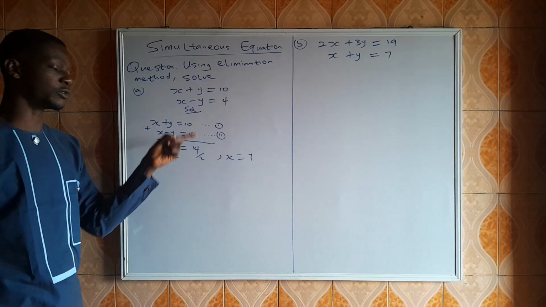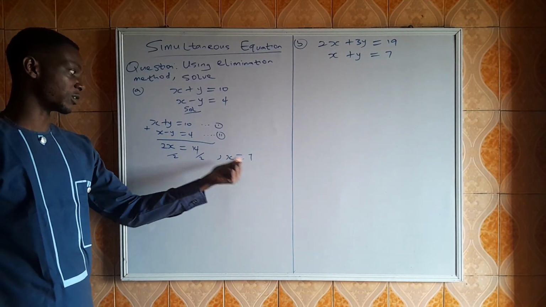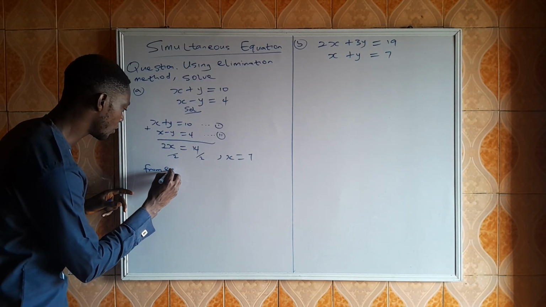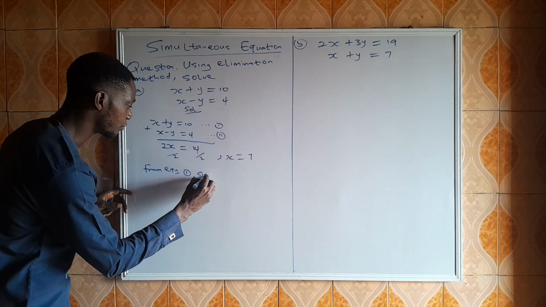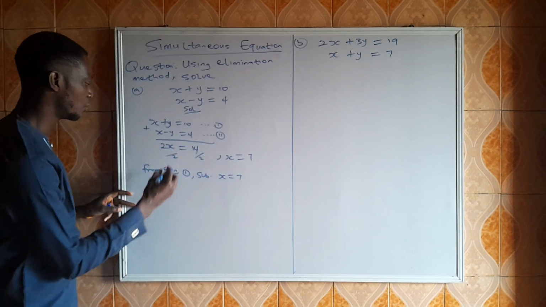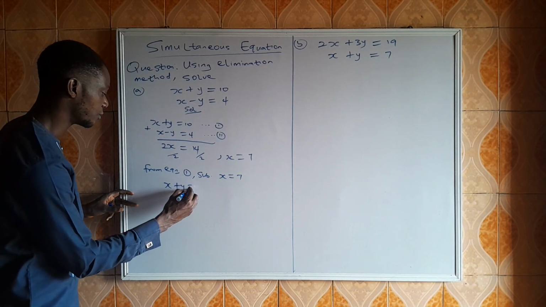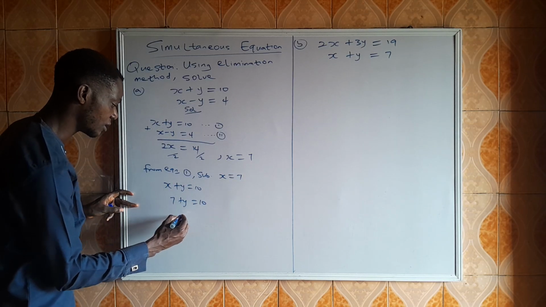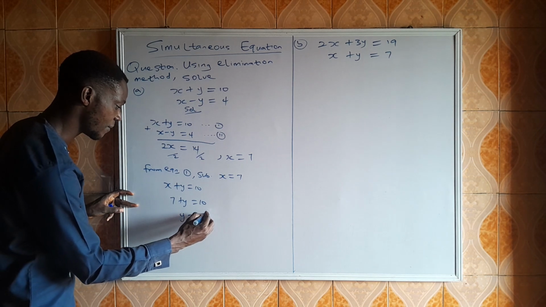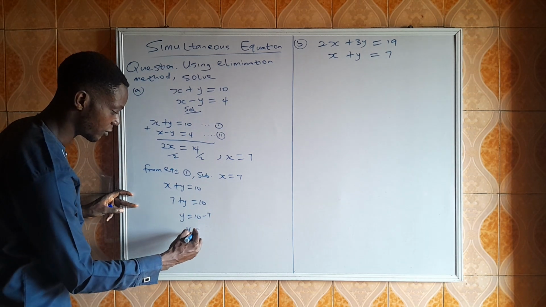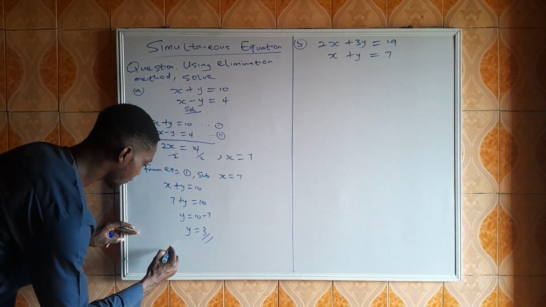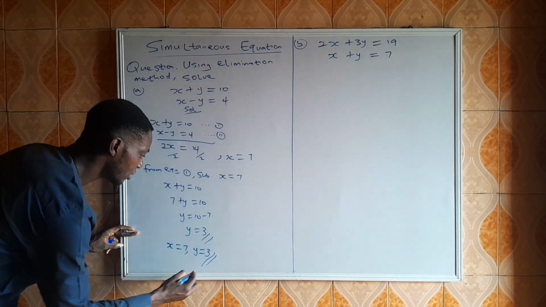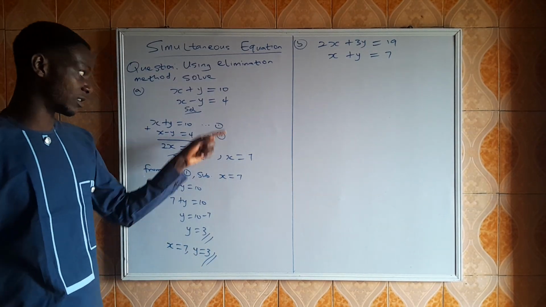Now from here, you can pick any of the two equations and substitute x equals 7. So from equation 1, substitute x equals 7. You have x plus y equals 10, so if x is 7, that means 7 plus y equals 10. So y will be 10 minus 7, then you have y equals 3. That means the value of x is 7 and the value of y is 3.